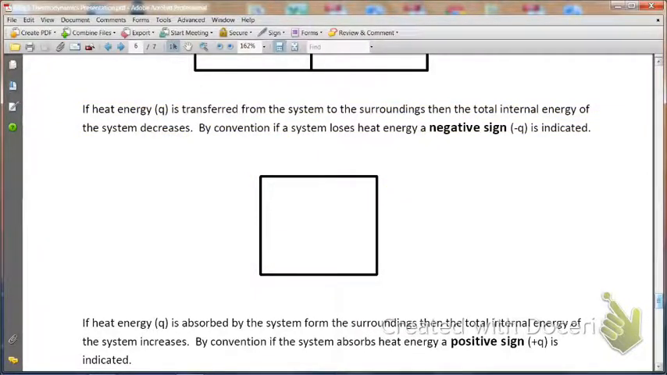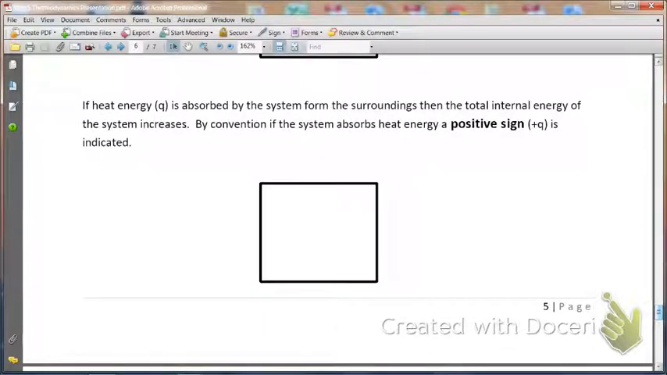All right, so let's look at our next skill here. On the flip side of this whole thing, if heat energy is absorbed by the system from the surroundings, the internal energy of the system increases. And by convention, if heat energy is absorbed by the system, then the system is given a positive sign, indicating that heat energy is coming in to our system. Okay, so let's take a look at that situation.